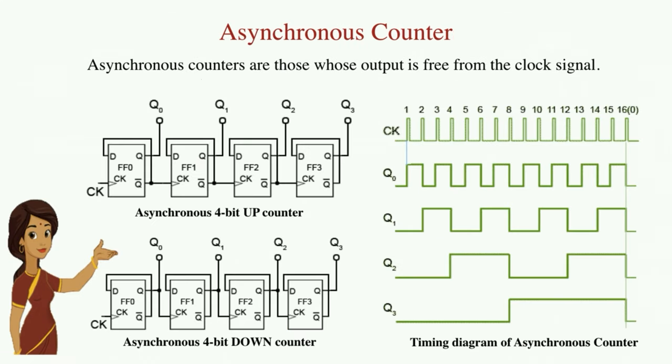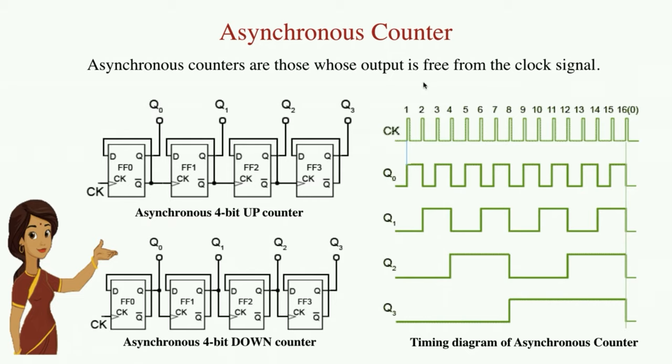So let us try and understand asynchronous counters. Asynchronous counters are those whose output is free from the clock signal. Right, let me explain it to you. So this is how an asynchronous up counter looks like and this is how an asynchronous 4-bit down counter looks like. And this is the timing diagram of the asynchronous counter.